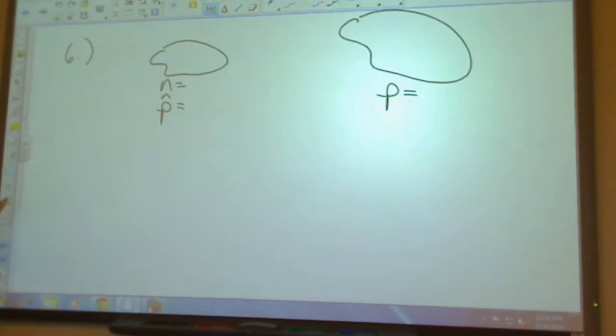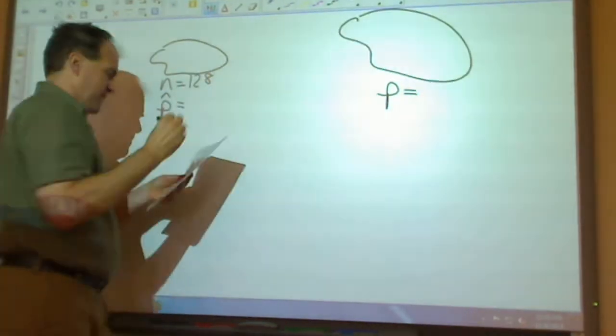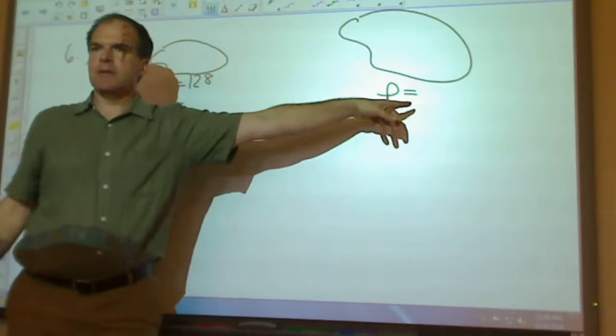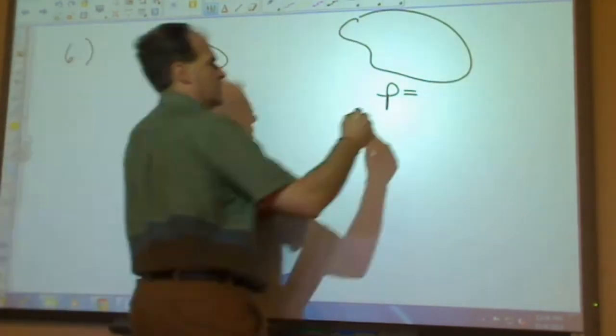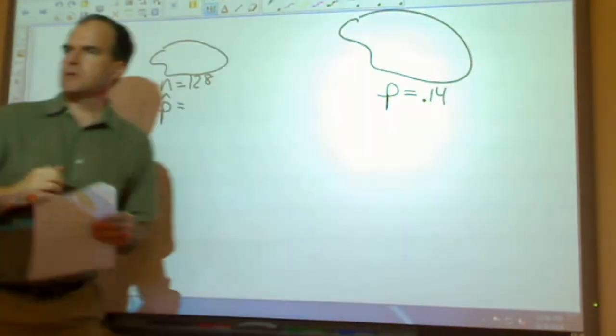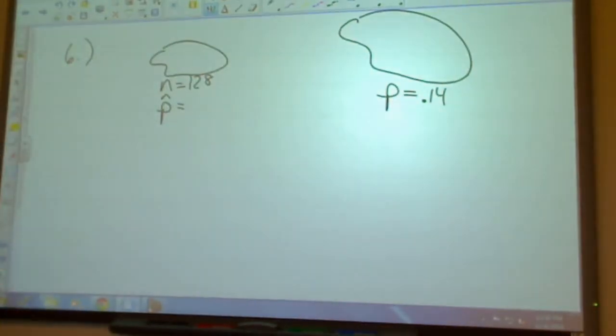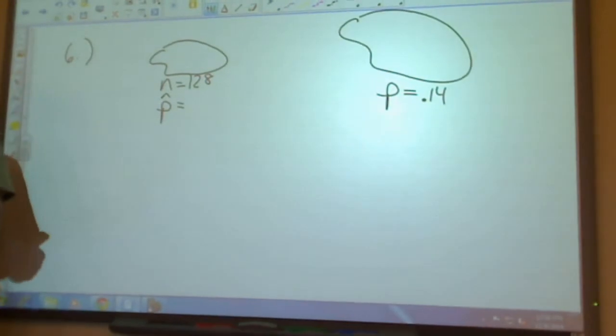Do we have N? 128. What's that 14%? Is it population or is it a sample? Population, yeah, because they think that's in general. That's important to distinguish those two. So that's all they've given us. They want us to describe the sampling model by naming it and telling us the mean and the standard deviation.